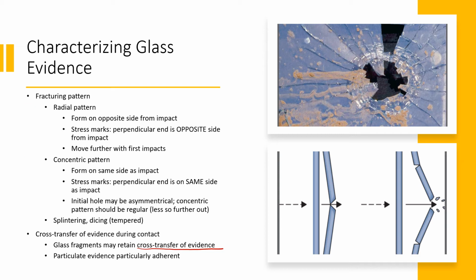So the radial pattern forms on the opposite side of the impact. You hit the surface, it bends, you hit something, and then that glass will bend outwards and it'll crack on the opposite side because that's the side that's bending outwards, right? It'll crack on that side. The radial patterns are the ones that go out from the source. Think like the radius of a circle, right?